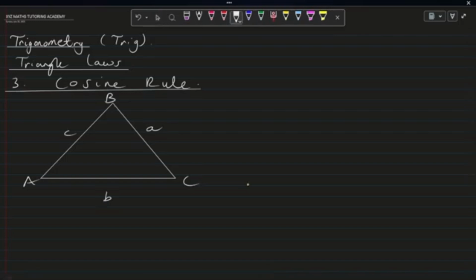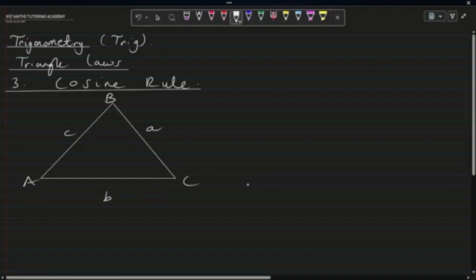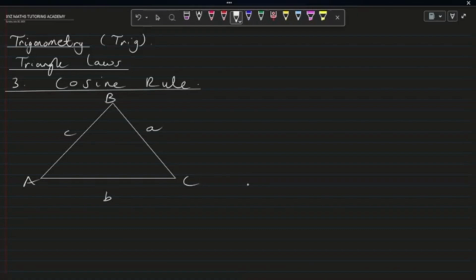The cosine rule states that in any triangle, the square of one side is equal to the sum of the squares of the other two sides minus twice the product of those two sides multiplied by cos of the included angle, or cosine of the angle between the two sides.